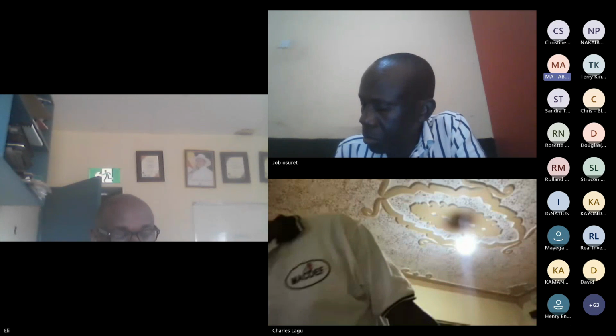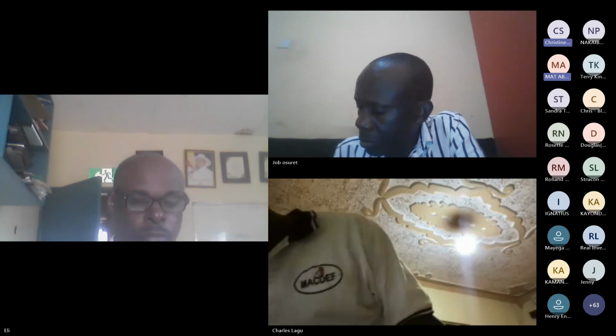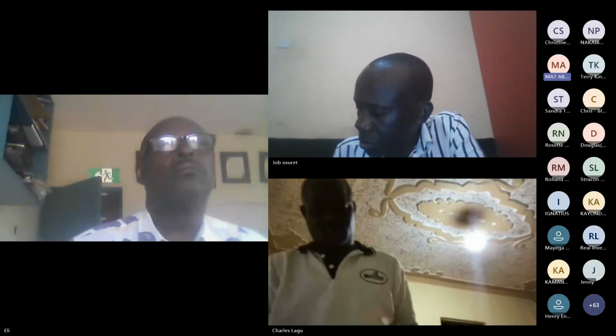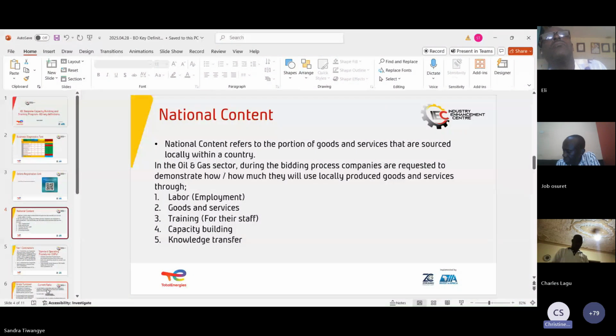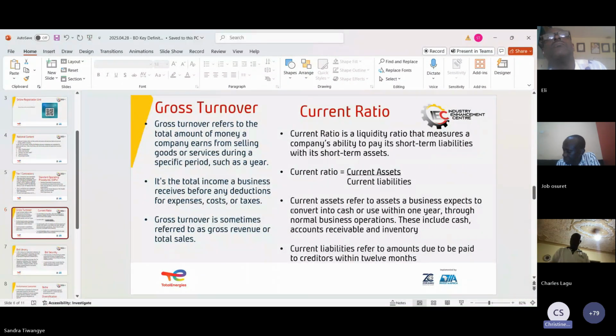The current ratio measures your company's ability to pay off its debts, to pay off your current liabilities. It uses the formula current assets over current liabilities. So if your current assets are greater than your liabilities, then your current ratio will be greater than 1. And this shows a good position of your ability to clear your current liabilities.